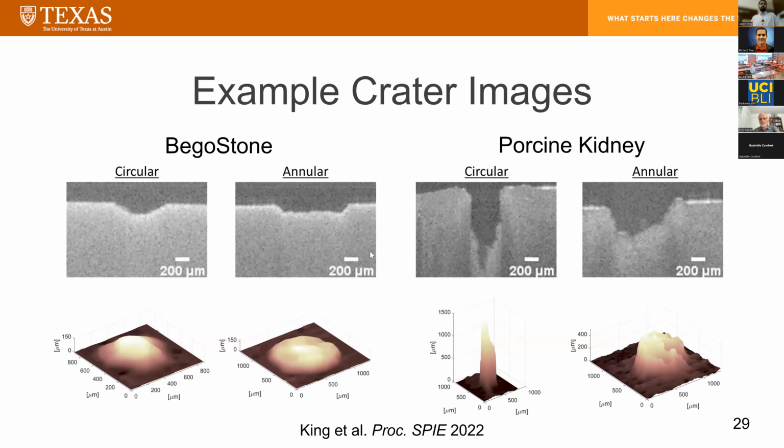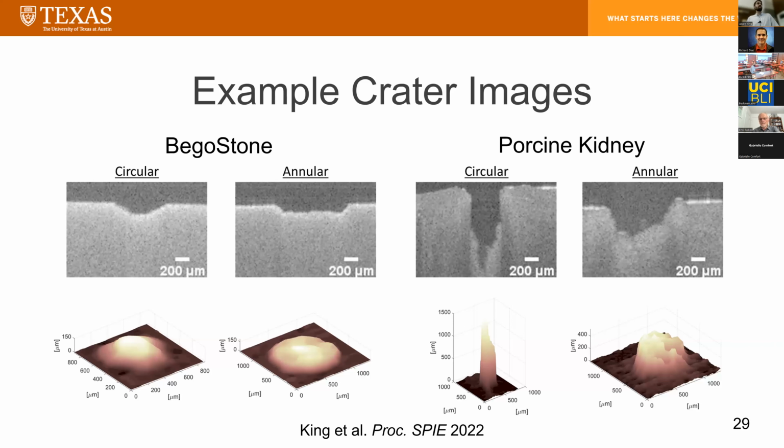And when we did ablation experiments, here for the hard tissue, for the circular, we see this typical crater shape. It's very rounded. For the annular shape, the craters we see are very flat on the bottom. So what we see here is the laser is actually cutting here on the edges, and we're getting this part in the middle to be ejected as well. For the soft tissue, for the circular beam, we get these narrower and deeper craters, and for the annular beam, we get these wider and a little bit flatter craters.